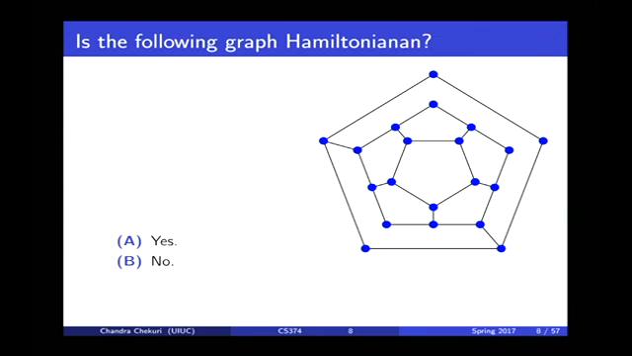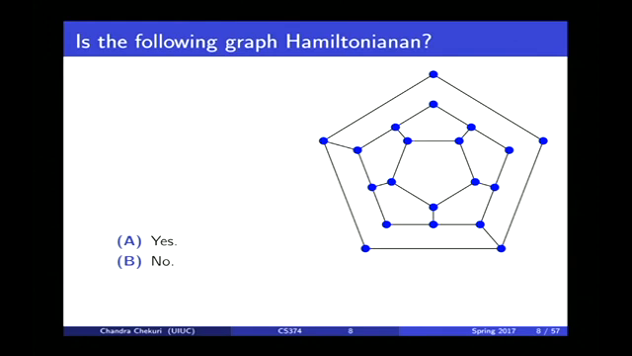Yes? Don't be so fast, right? How do you know? See, it has a feature that if it has a Hamiltonian cycle, I can convince you, right? I can show you the cycle and you'll say, ah, yes. But suppose it doesn't have a Hamiltonian cycle. It's hard to convince you, right?